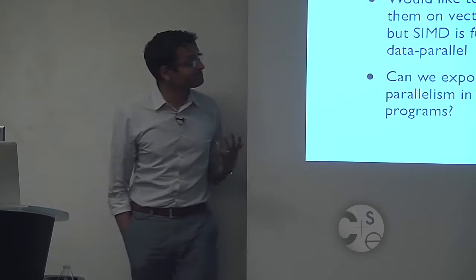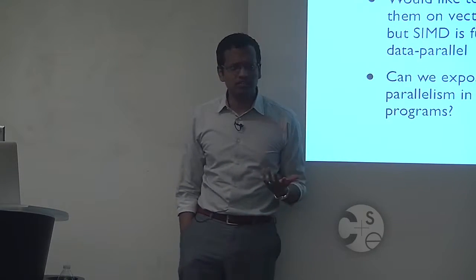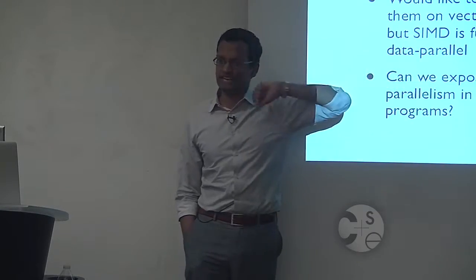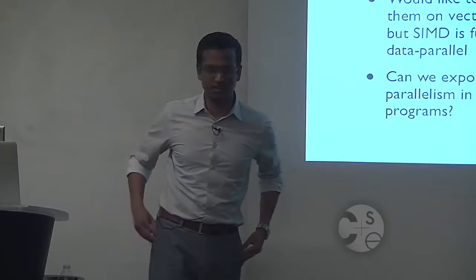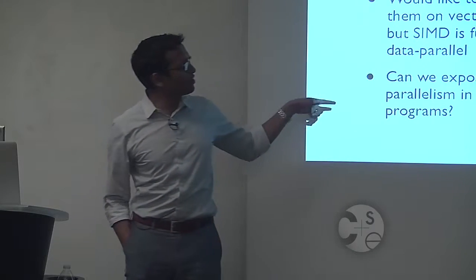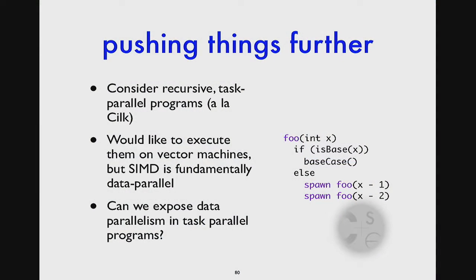The problem is that Silk programs are fundamentally task parallel. I'm looking for independent tasks that I can spawn off and run in parallel. SIMD is fundamentally data parallel. I'm looking for the same computation over different pieces of data, big vectors of computation that I can march through in a nice SIMD way. So what we want to do is expose data parallelism in task parallel programs so that we can run them with SIMD.